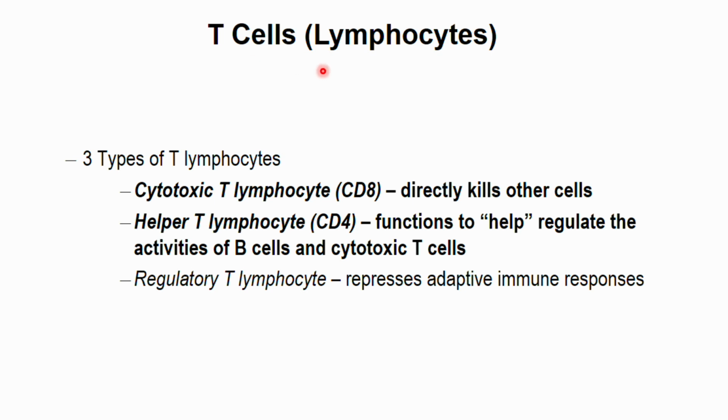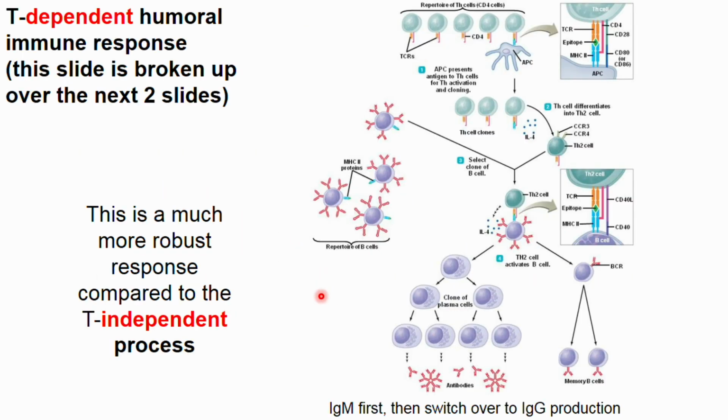For T cells, there are killer T cells, which are also called cytotoxic T cells, and there are helper T cells. We're not going to talk about regulatory T cells in this class. So now we're really looking at the T-dependent humoral immune response. Remember, we already talked about how plasma cells can be formed and produce antibodies, but we know that wasn't a very robust system. This is the robust method for mounting an immune response. So this is T-dependent.